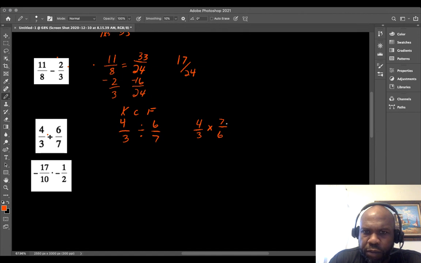So now I can multiply across and get the answer, or I can cross cancel if I have anything that can be taken out. Of course I do. I have 4 and 6, so I can factor out a 2 from both. So this equals 2, and this equals 3.